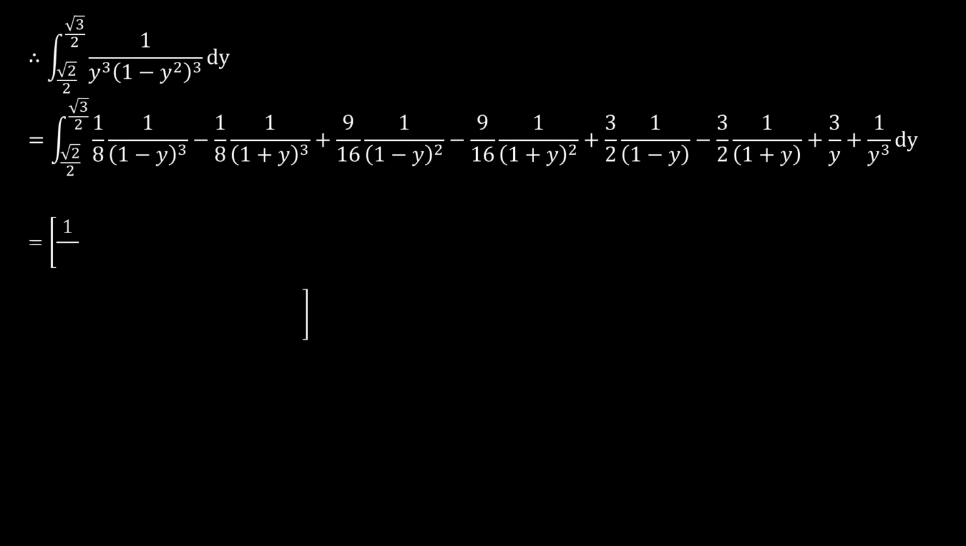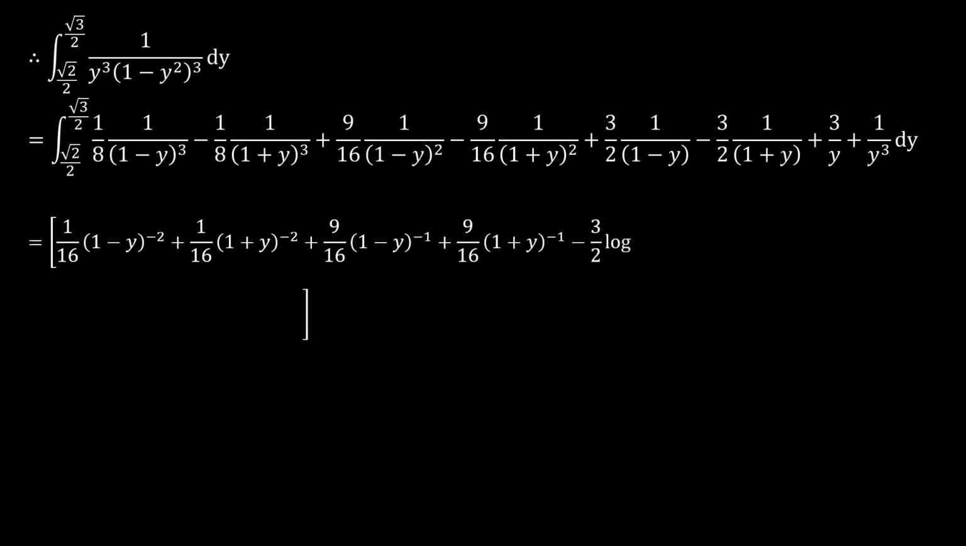And then integrating that, this first part here, since this is the same as 1 over 16 times 1 minus y to the power negative 2, becomes plus 1 over 16 times 1 plus y to the power negative 2. This here becomes 9 over 16 times 1 minus y to the power negative 1. This part here becomes this, 9 over 16 times 1 plus y to the power negative 1.